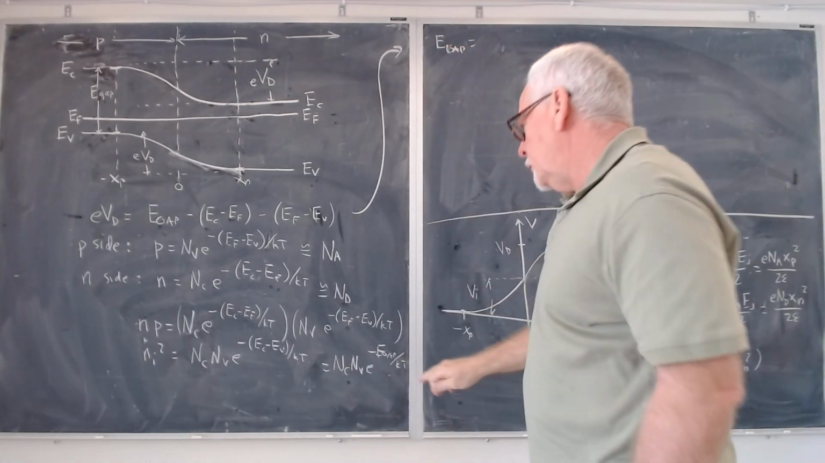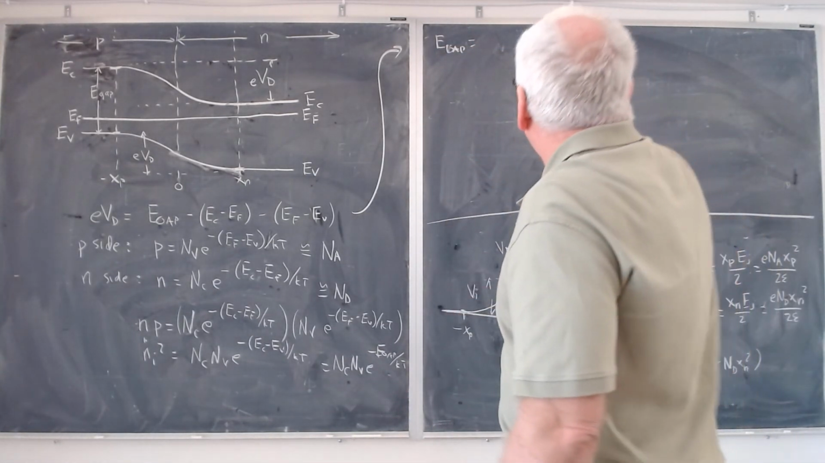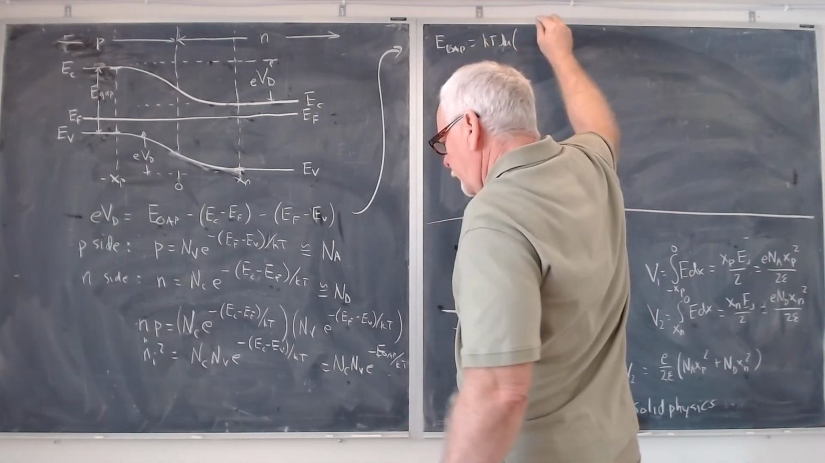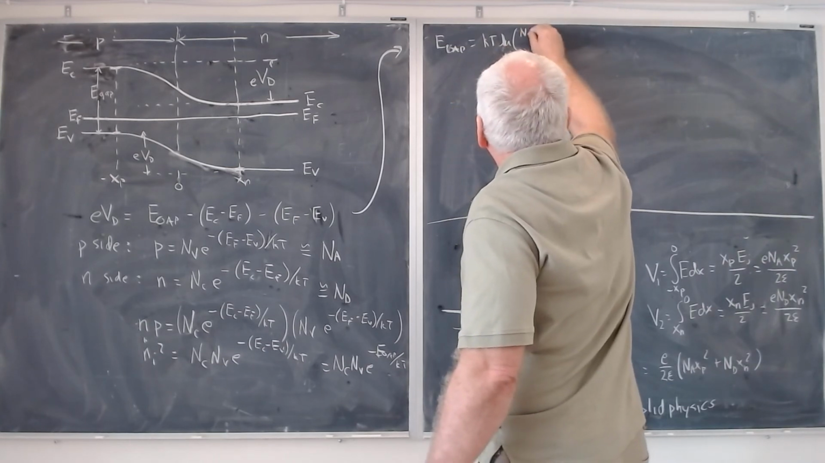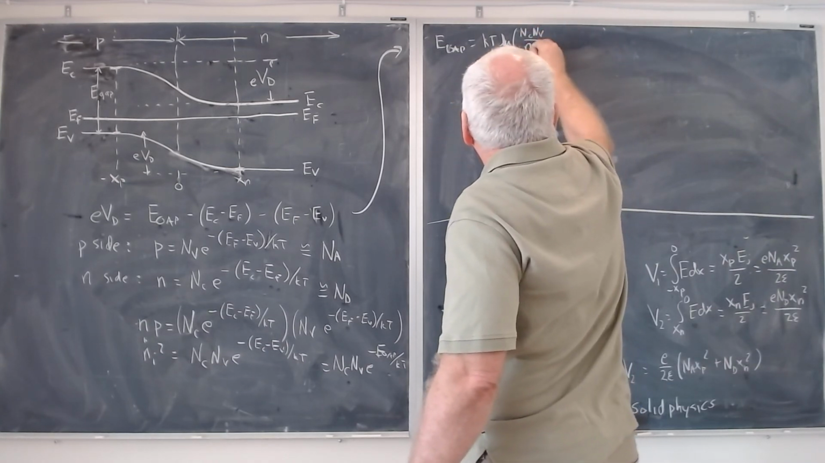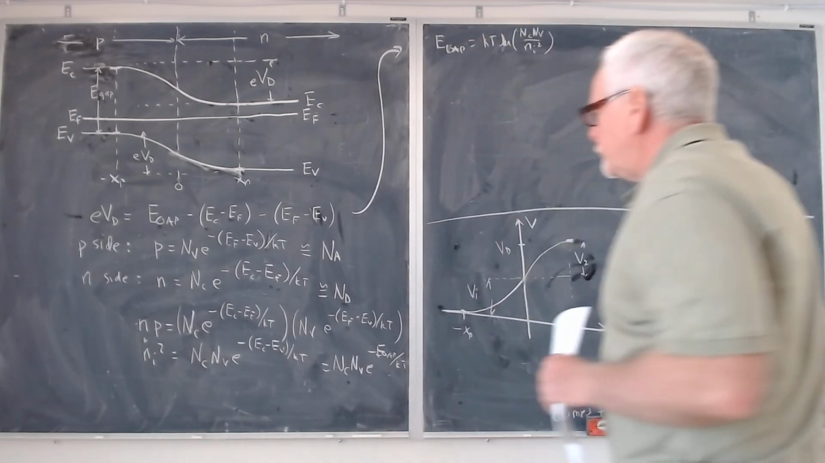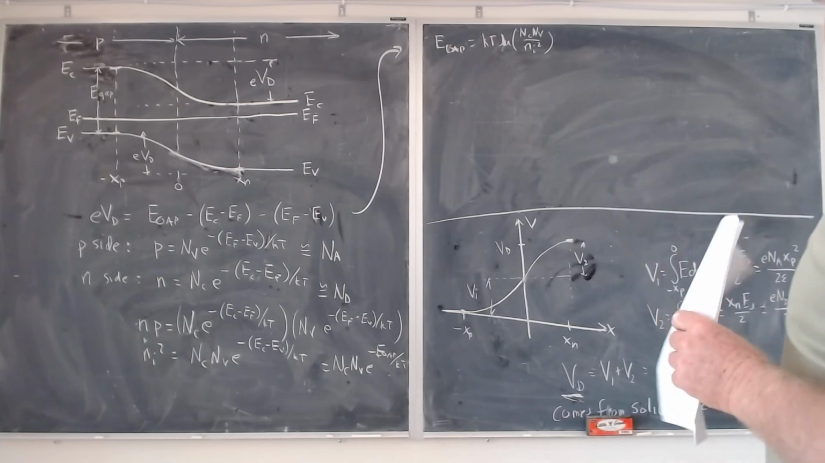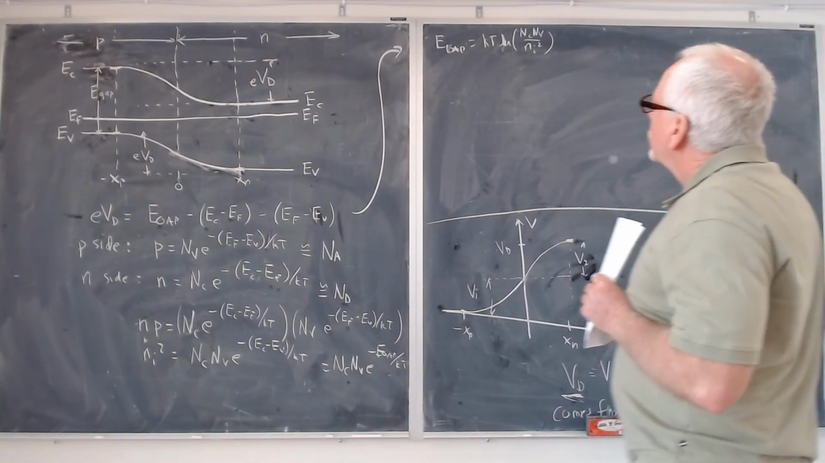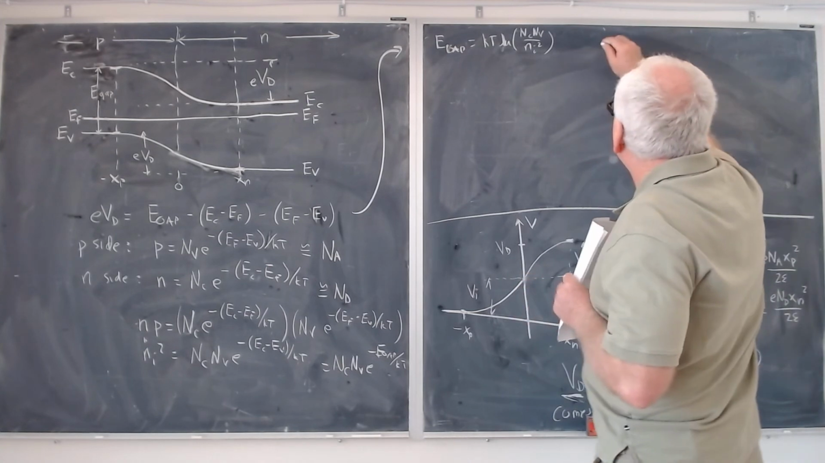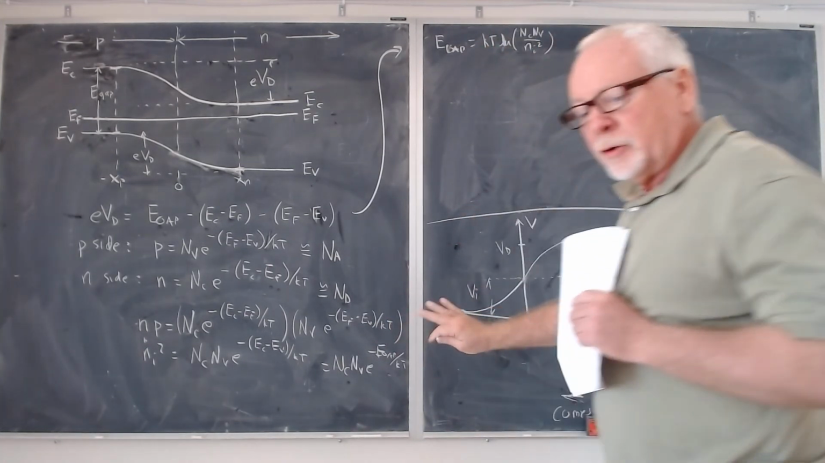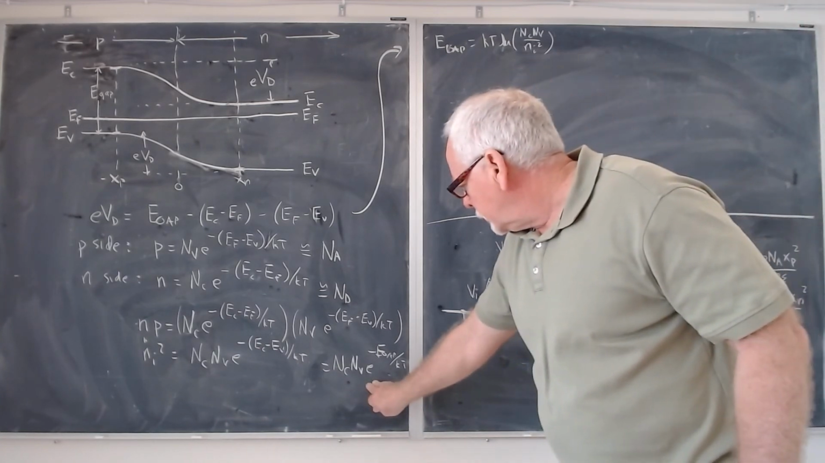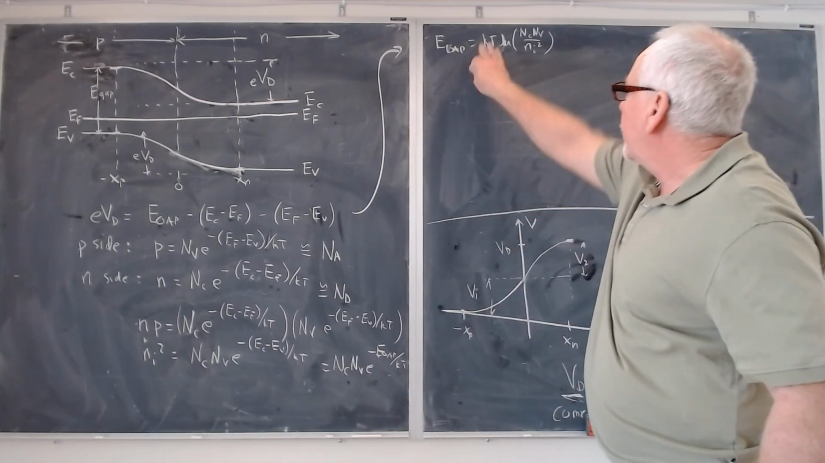is equal to KT logarithm of NC NV over Ni squared. Right? And let me do it this way. So I hope everyone followed that. If you didn't, pause the lecture right now and see that you can take that equation and solve for E gap equal to that.